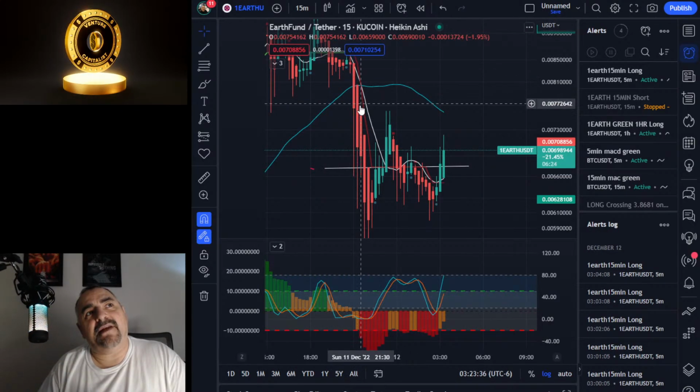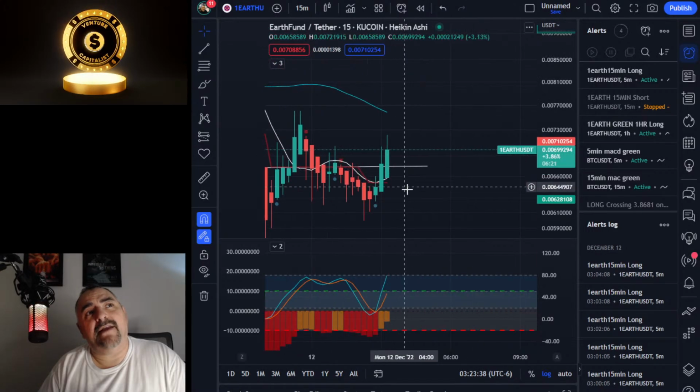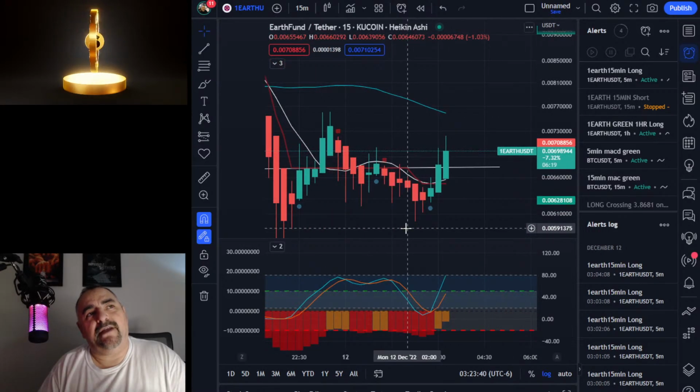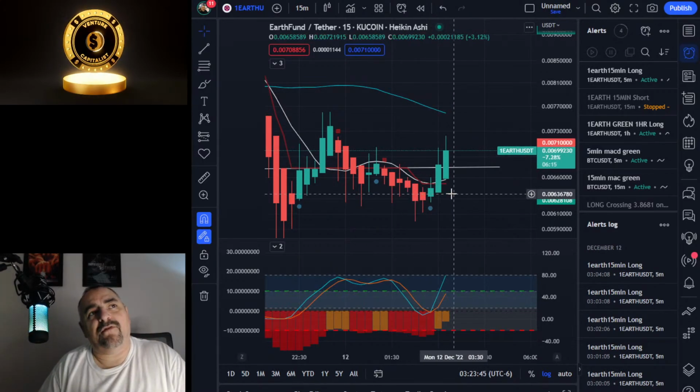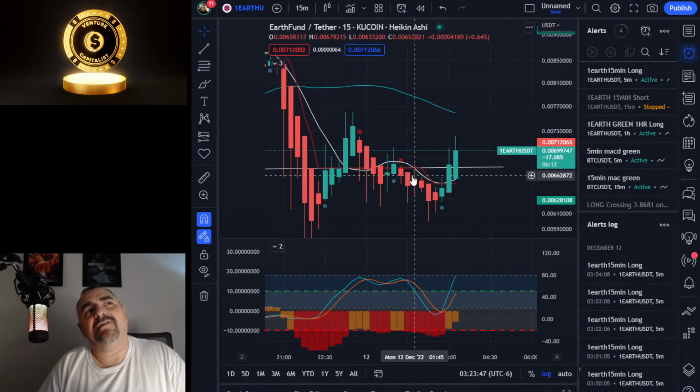So here's our 15 minute. It comes all the way down. It's still red, but the hourly is green and the 30 minutes is green, right? So that gives us two upper levels saying that it's green, which allows us to enter here.